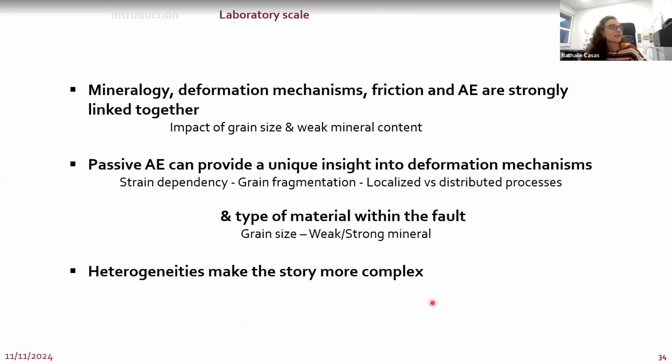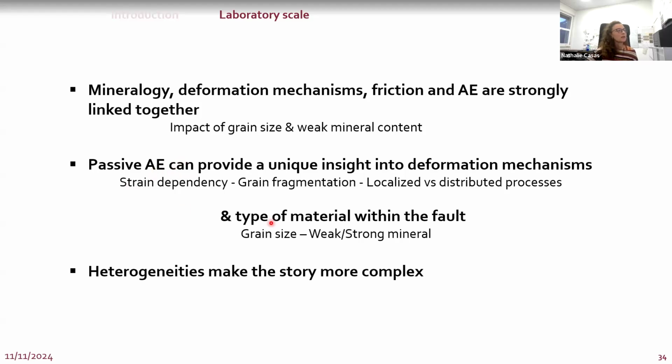So to conclude about this first laboratory scale case study, we saw that mineralogy, deformation mechanisms, friction, and acoustic emission are strongly linked together. So I presented you the impact of the grain size, and that by decreasing the initial grain size within strong minerals, we decrease a lot the number of acoustic emissions we have. So acoustic emission is strain dependent, but also grain size dependent. And we also saw that acoustic emission is dependent on the weak mineral content and decreases a lot with this weak mineral content.